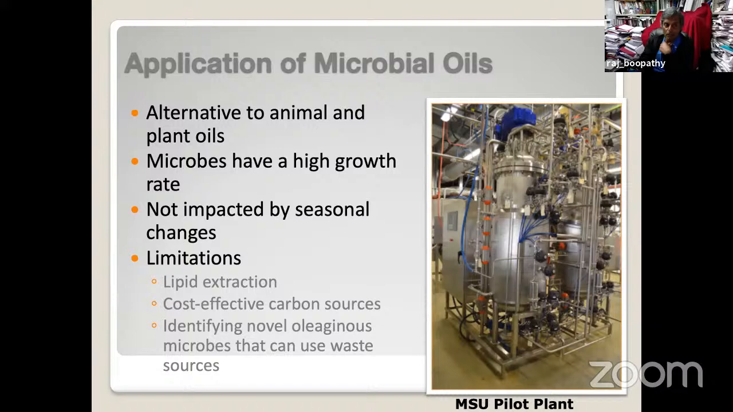So we're using Rhodococcus. Why we are using that is as an alternative to animal and plant oil. You can control this process when you use microorganisms, and it's not impacted by season and other problems when you're dealing with plants. Lipid extraction is a technology that still needs to be worked on. We are still working on cost-effective carbon sources and identifying more oleaginous microorganisms to process the waste to oil.